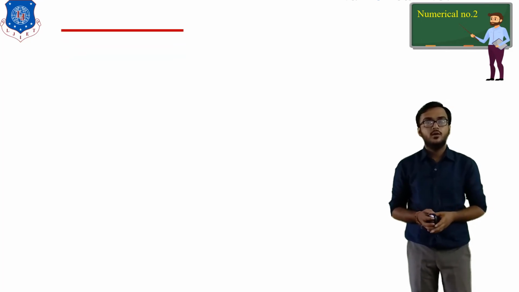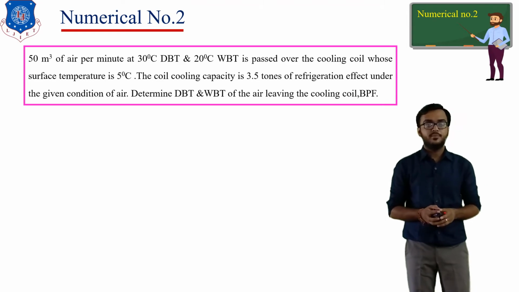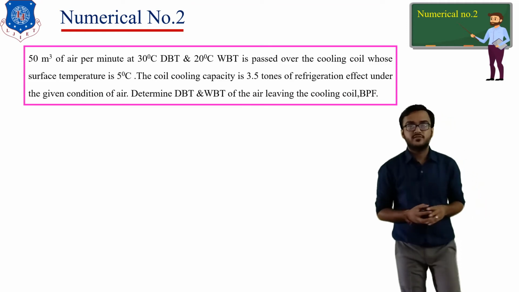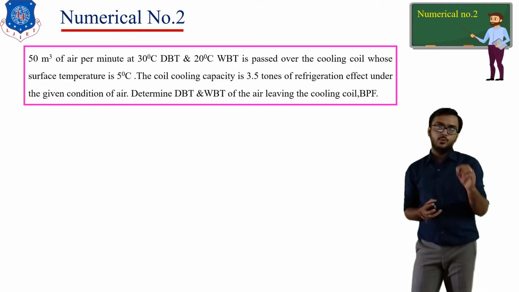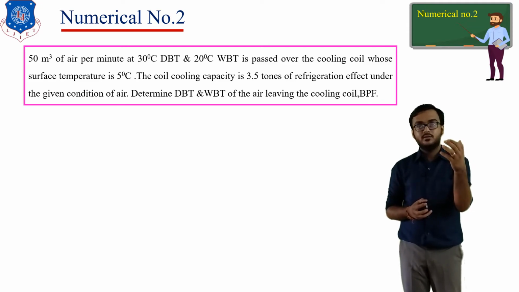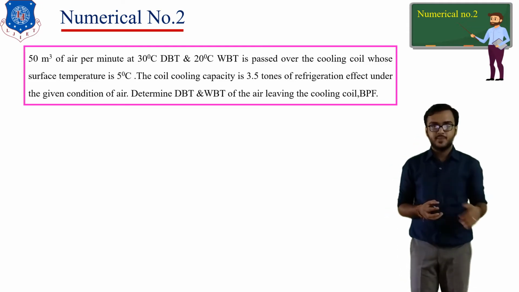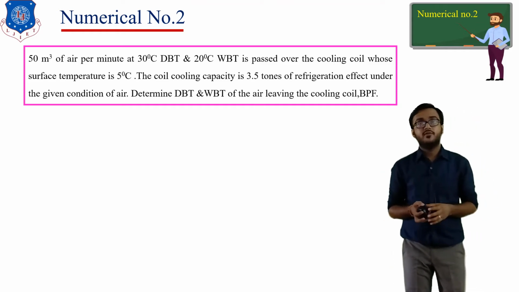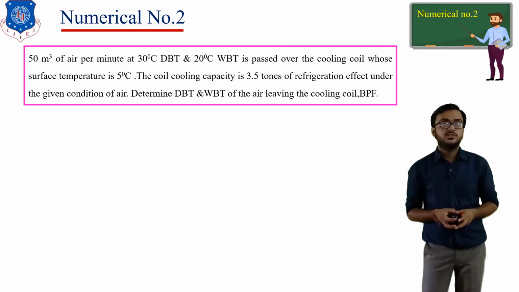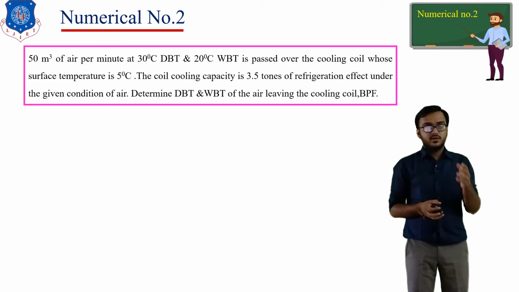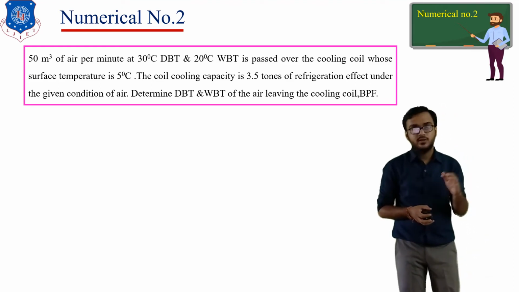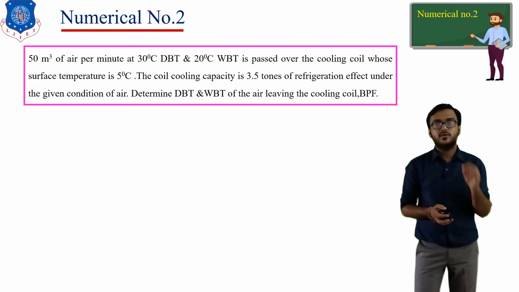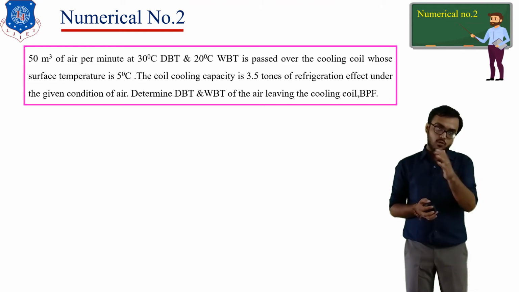Here we have data of 50 meter cube of air per minute at 30 degree dry bulb temperature and 20 degree wet bulb temperature, passed over a cooling coil whose surface temperature is 5 degrees. In the given data we have dry bulb and wet bulb at inlet, that is 30 and 20 respectively, as well as the volume flow, V1 equal to 50 meter cube per minute. The cooling coil surface temperature is 5 degrees, and the cooling coil capacity is 3.5 tons of refrigeration effect. Under the given condition, we need to identify the dry bulb temperature and wet bulb temperature of air leaving the cooling coil, as well as the bypass factor.